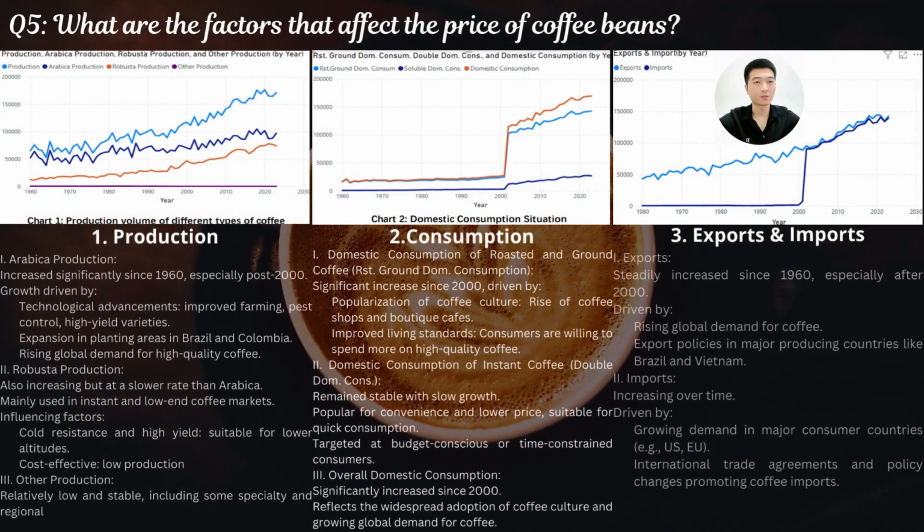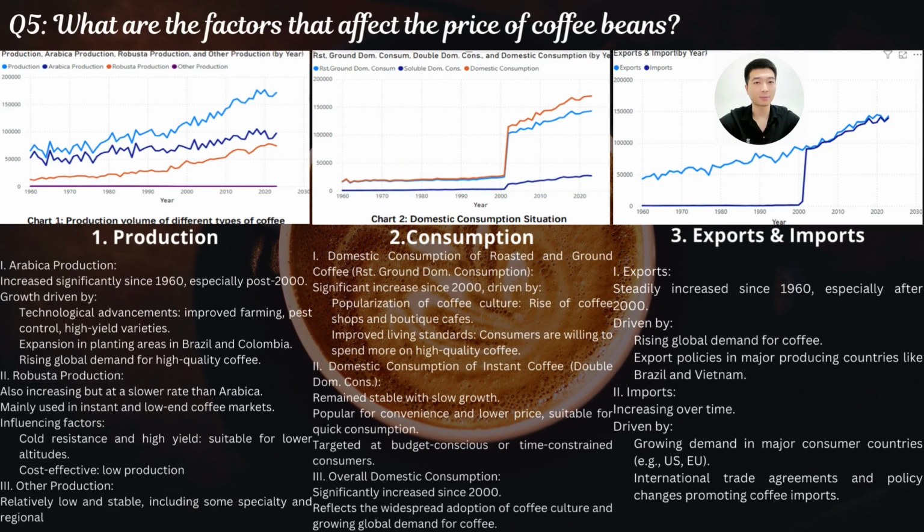For the next question, we'll discuss the factors that affect the price of coffee beans, and there I have 5 factors as follows. The first is production. It includes Arabica production, Robusta production, and other production. The second is consumption. It mentions domestic consumption of roasted and ground coffee, domestic consumption of instant coffee, and overall domestic consumption.